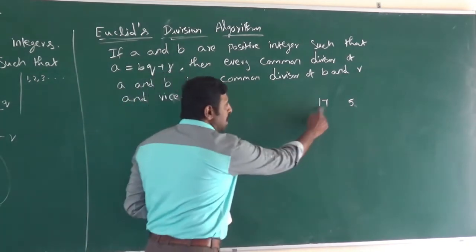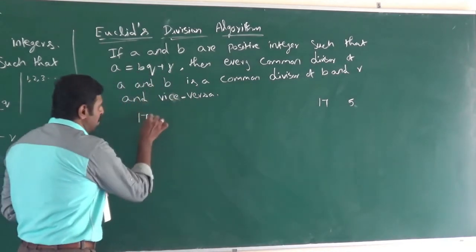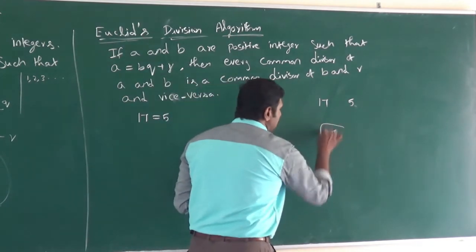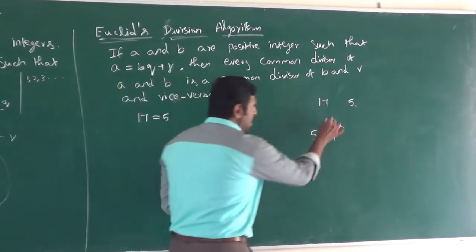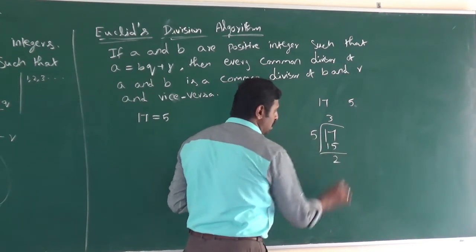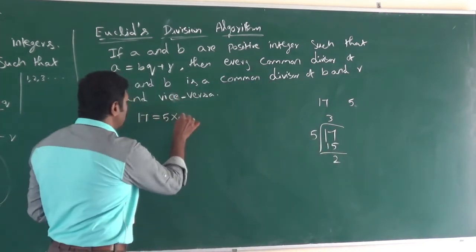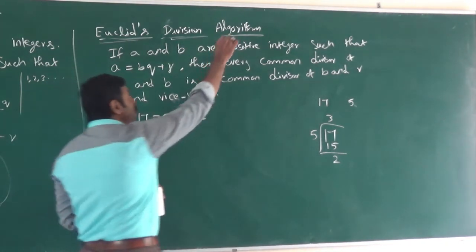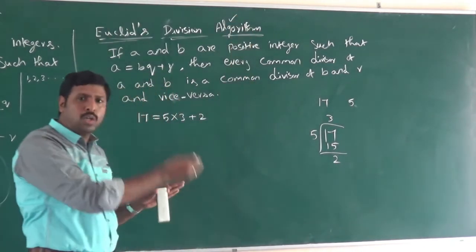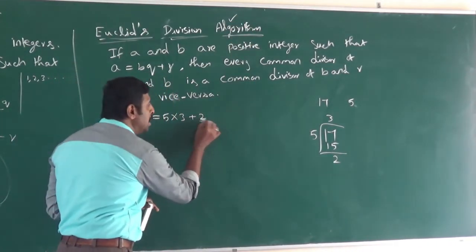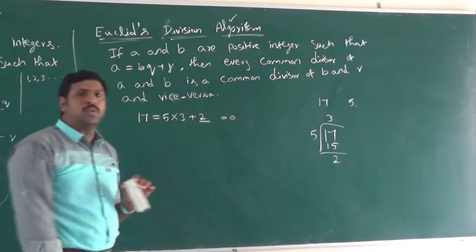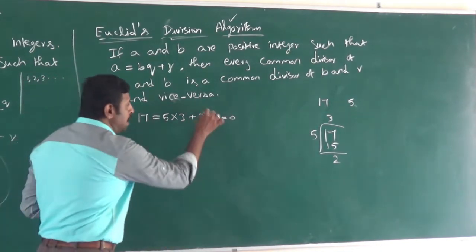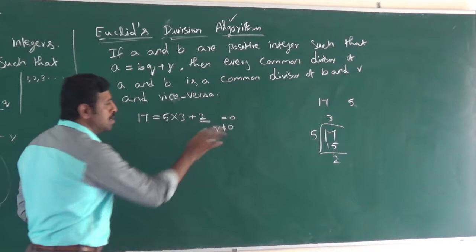Now compare this. 17 is divided by 5. 5 threes are 15, remainder 2. So 17 is equal to 5 into 3 plus 2 as the remainder. When we are doing the algorithm, we have to continue the steps until the remainder is equal to 0. Here the remainder is not equal to 0, that is 2 is not equal to 0, right?